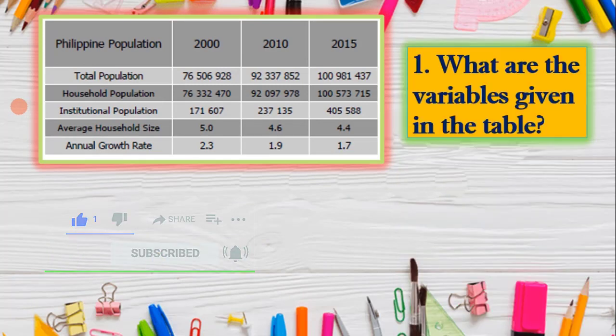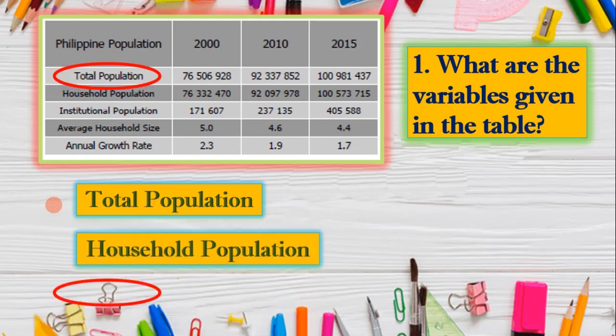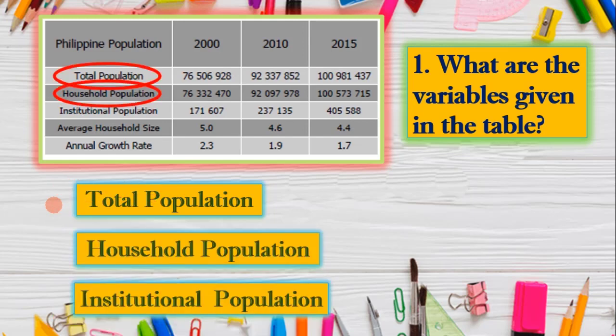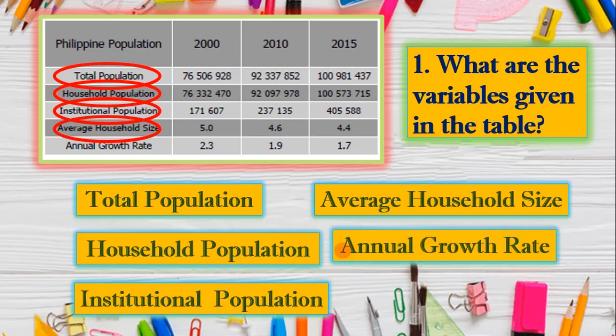What are the given variables in the table? Our answer, there are 5, and these are: total population, household population, institutional population, then we have the average household size, and the annual growth rate.